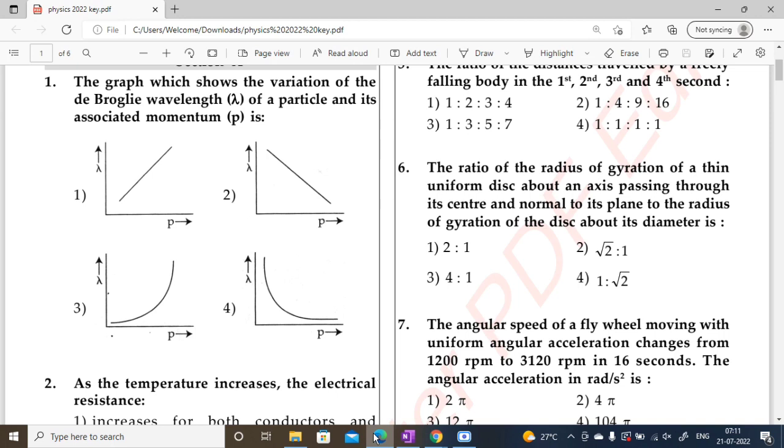So let us discuss the key points and how we can deliberately get the answers in an easier manner in this 2022 NEET physics, right? So we can start now.